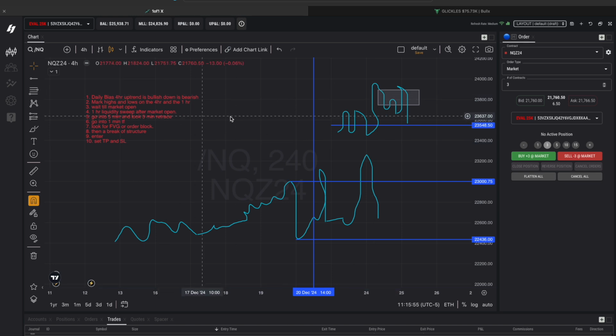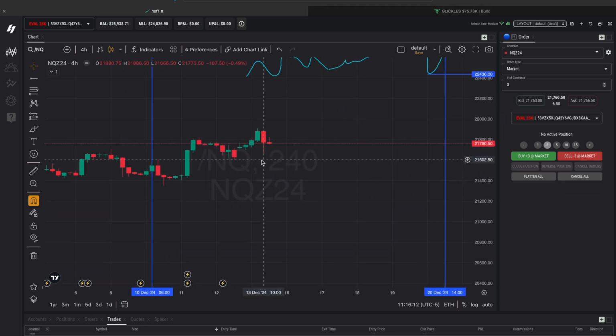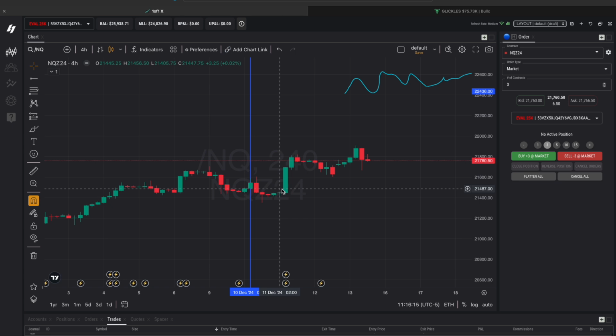Then we're looking for a fair value gap or an order block. Right here, we got a fair value gap and an order block, and then we get a break of structure. Simple as that. Then you enter off that break of structure and set your take profit and stop loss. So let me show you an example here on the actual chart.